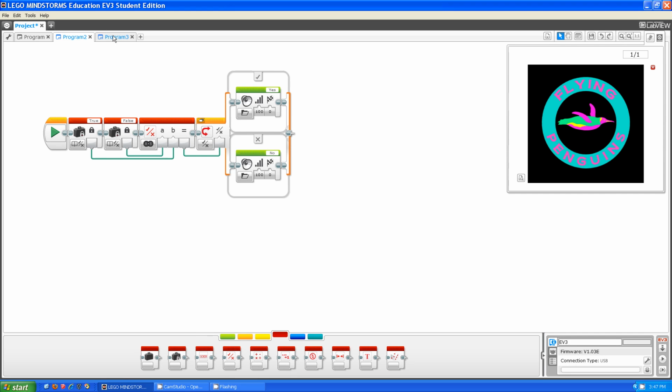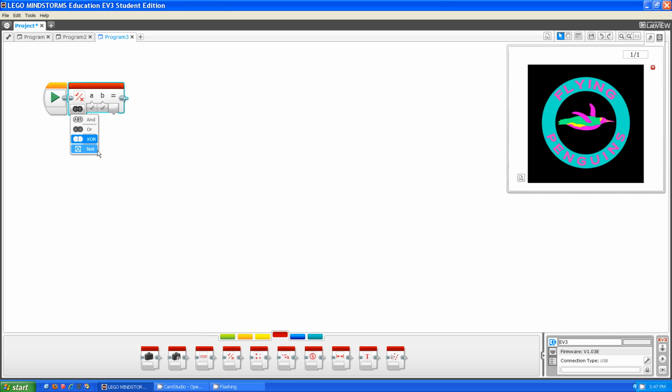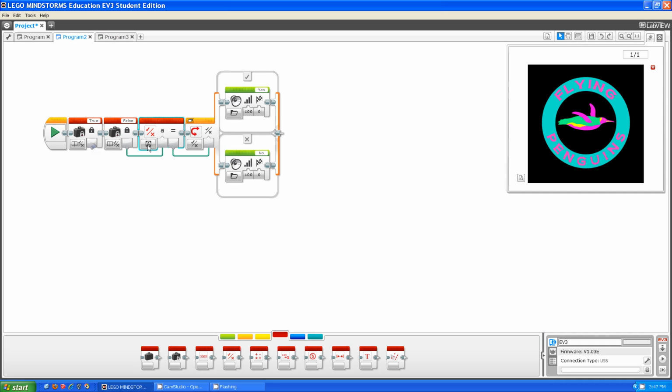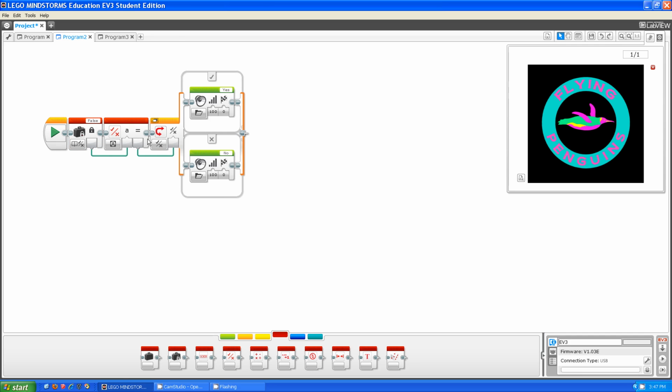Okay, so the last setting on the logic operations block is called NOT. What NOT does is it asks if A is false. If A is false, then it sends out a signal that says true. If A is true, it sends out a signal that's false. So, let's test this. This should say true.